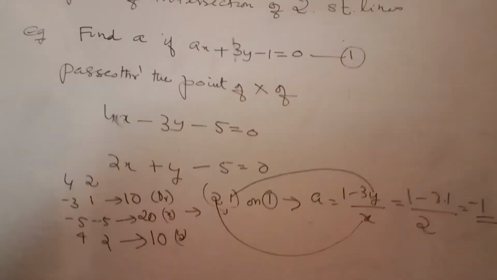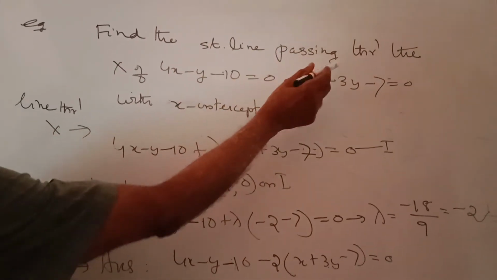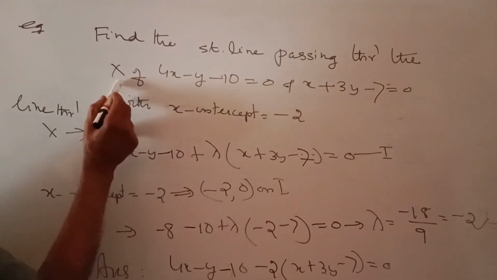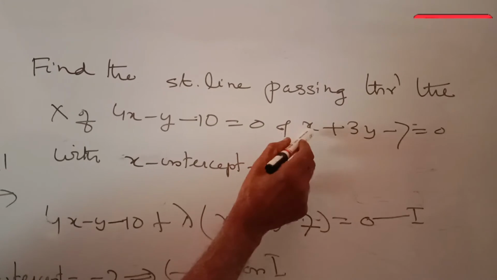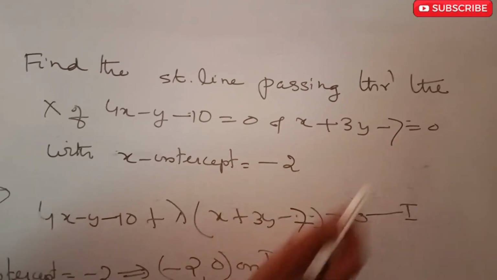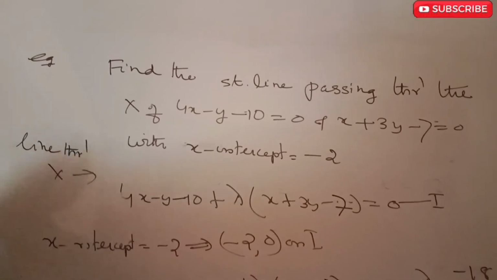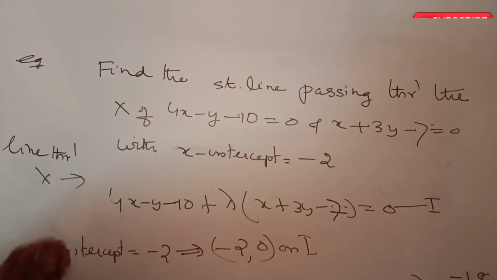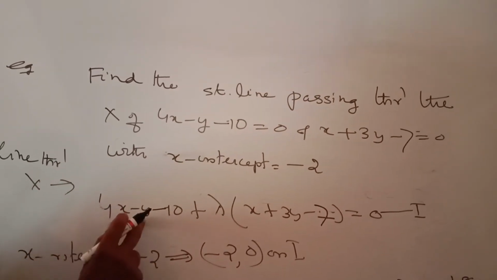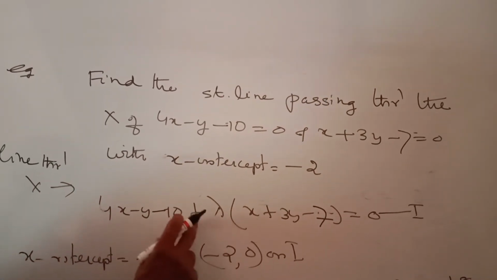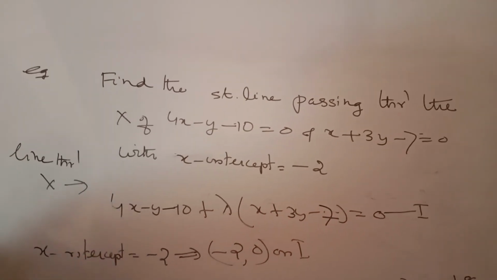Answer comes. We consider: find the straight line passing through the intersection of 4x minus y minus 10 equal to 0 and x plus 3y minus 7 equal to 0 with the x-intercept minus 2. Now here we apply an idea. A line passing through the intersection can be written as 4x minus y minus 10 plus lambda into (x plus 3y minus 7) equal to 0.